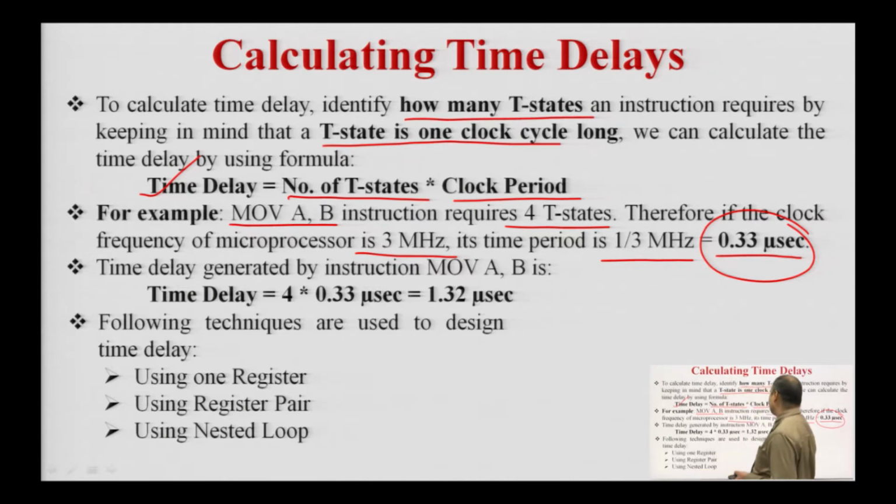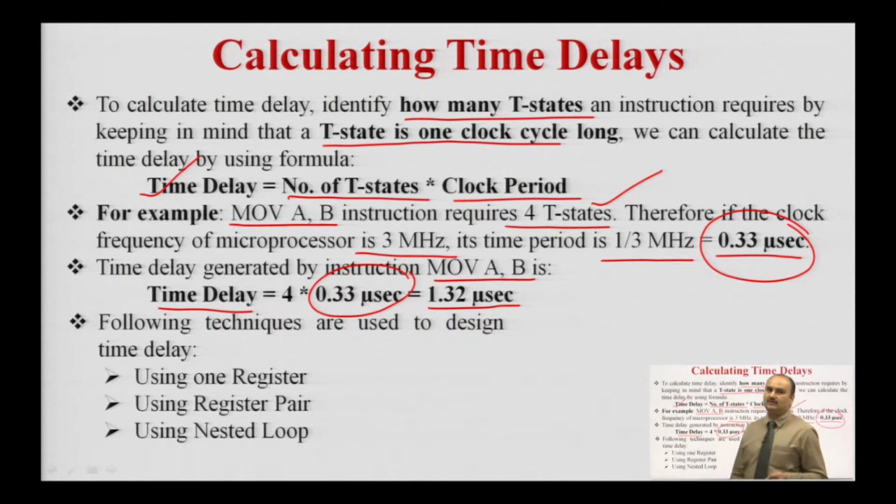The time delay generated by the instruction, that is MOV A, B, is equal to the number of T states required by this instruction. Since this instruction requires 4 T states, this is multiplied by the time period, that is 0.33 microsecond. So the total time delay generated by this MOV A, B instruction is 1.32 microsecond.